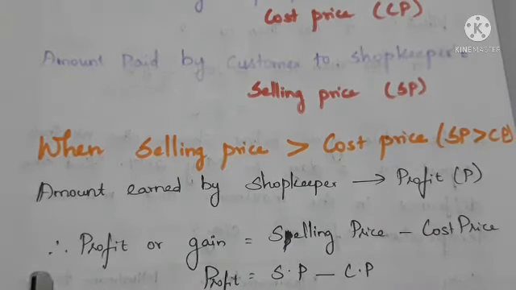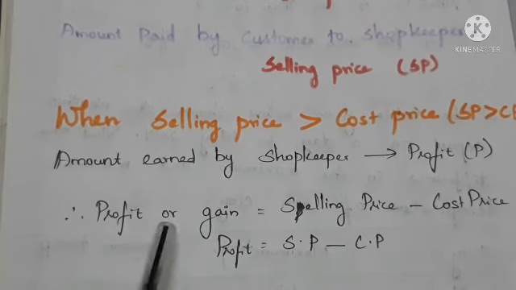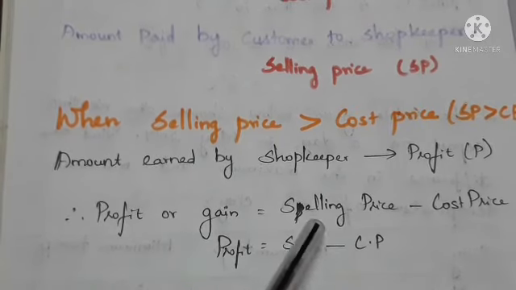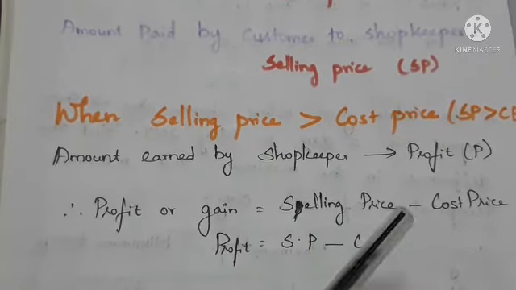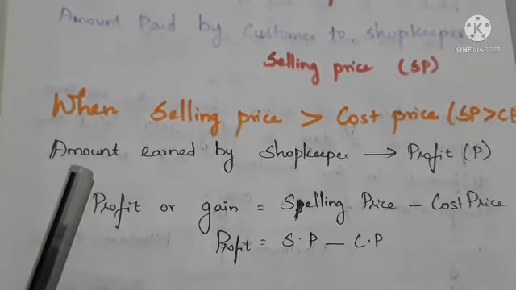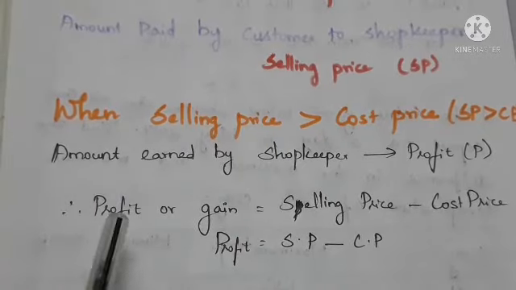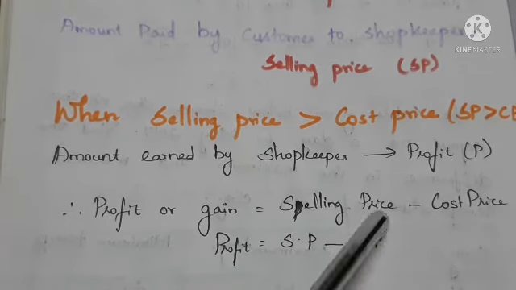Therefore, profit or gain is equal to selling price minus cost price. Suppose the selling price is greater than the cost price, that means profit. So we have the formula: profit is equal to selling price minus cost price, that is, profit is equal to SP minus CP.